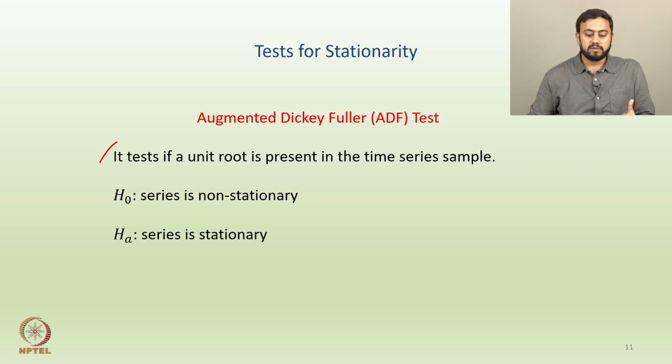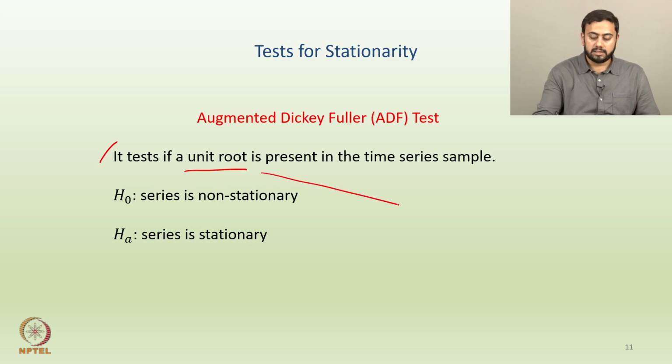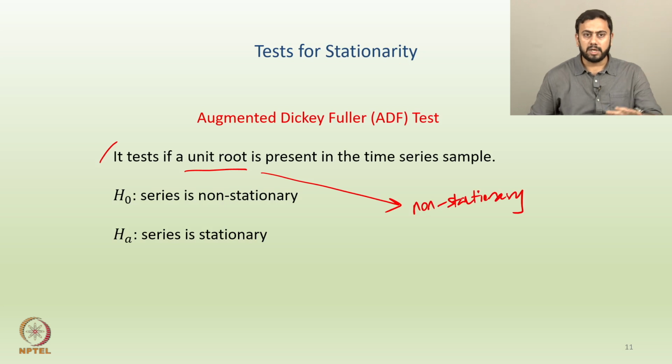And a short while back we have seen that if there is a unit root, it implies non-stationarity. Whenever you have a unit root in the polynomial equation comprising the backshift operators, this implies non-stationarity. So, what exactly is the hypothesis here? The null hypothesis is the series is not stationary, whereas the alternative is the series is stationary.